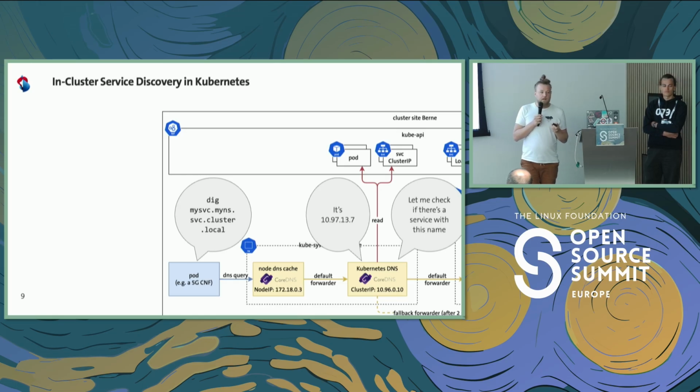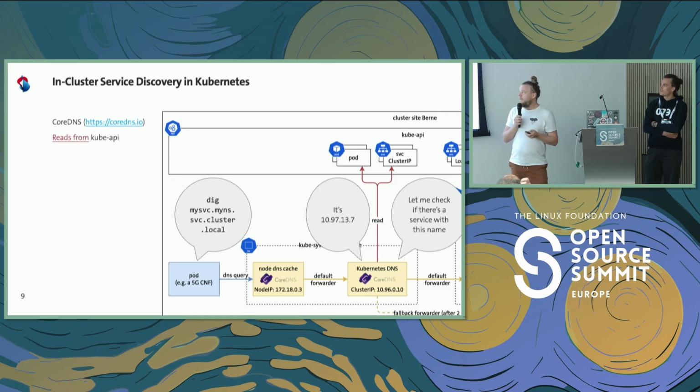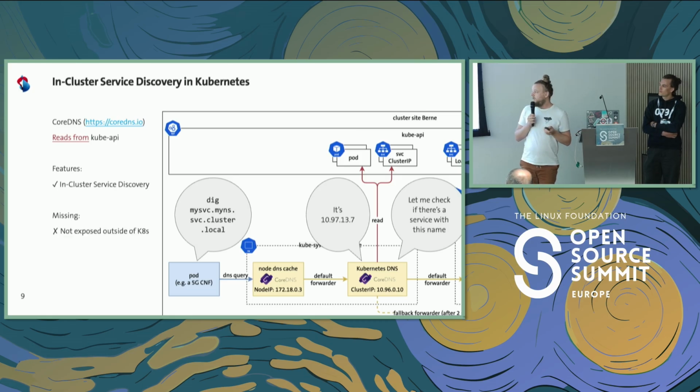It's using the Kubernetes plugin within CoreDNS, and it's using the Kubernetes API as its backend. So there is no other state than the Kube API. The feature is clear. It's in-cluster service discovery. And what it does not include, it's not exposed outside of the Kubernetes cluster. And you cannot create any custom resource records, such as TXT, SRV, and so on.